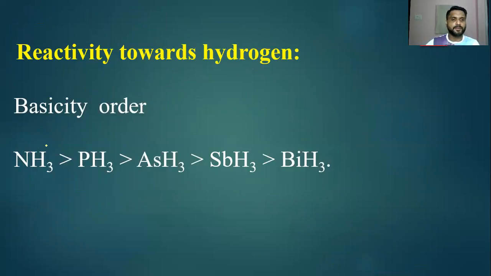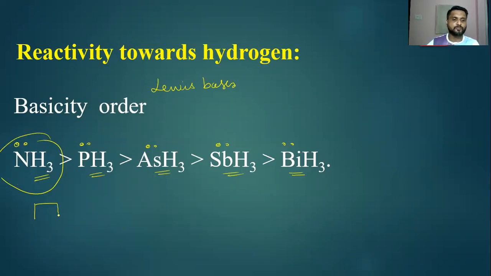Next one, reaction towards hydrogen. Nitrogen reacts with hydrogen to give ammonia, NH3, and then PH3, AsH3, SbH3, and BiH3. Now all these contain a lone pair of electrons. Therefore, they should be basic in nature, and moreover, these are called Lewis bases. So which one is highly basic?